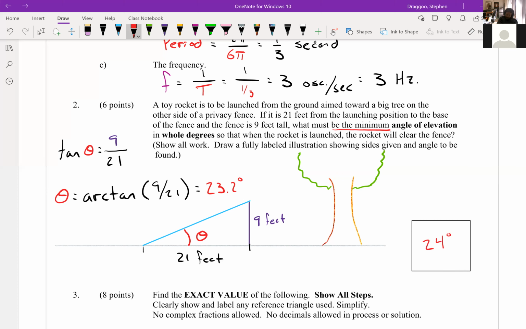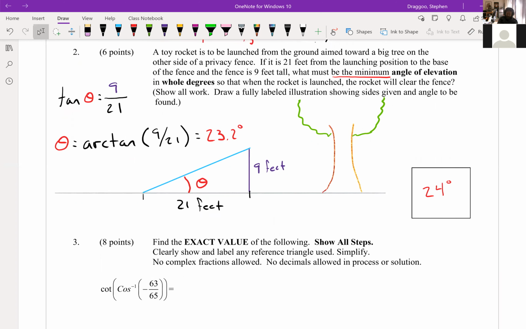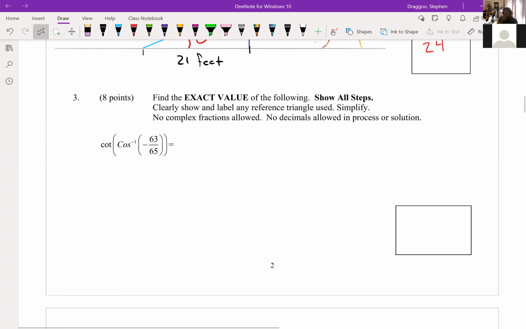Minimum angle to clear the fence in whole degrees. So we aren't trying to measure the angle to the top of the fence, we're just trying to get the minimum angle that will get over the fence. Don't expect something that tricky to show up on the exam. Everything else on this problem is fine, but that weird rounding thing, I'm not going to care. Or at least I'm not planning on testing you on that.